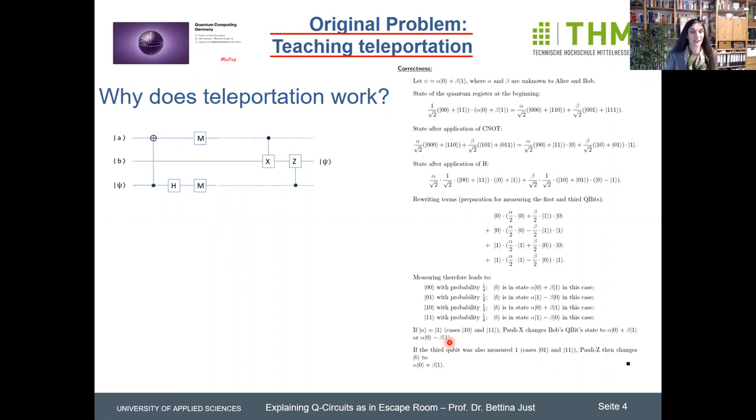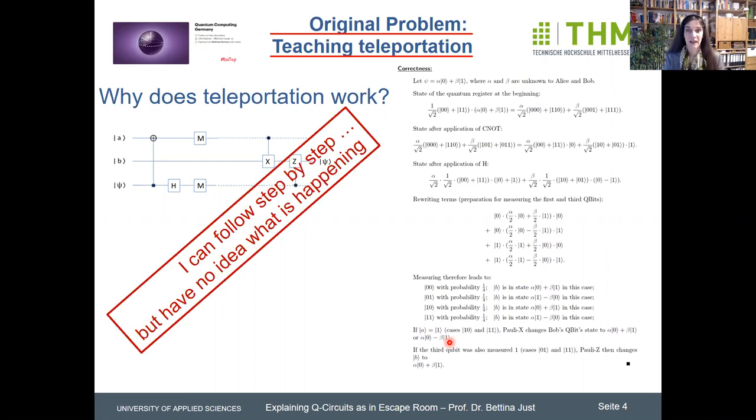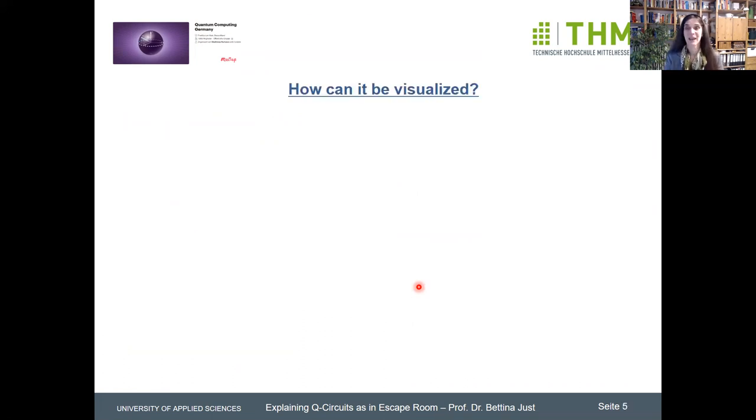One can calculate it, and to me, it was like, I can follow step by step. I can follow from here to there, then to there. I understand everything, but I have not the slightest idea what is happening. And it does not get better when I look at other literature, considering unitary matrices. I can follow the calculation, but I have no idea what is the heart and the soul of the algorithm. So the question was, how can it be visualized? Can it be visualized?